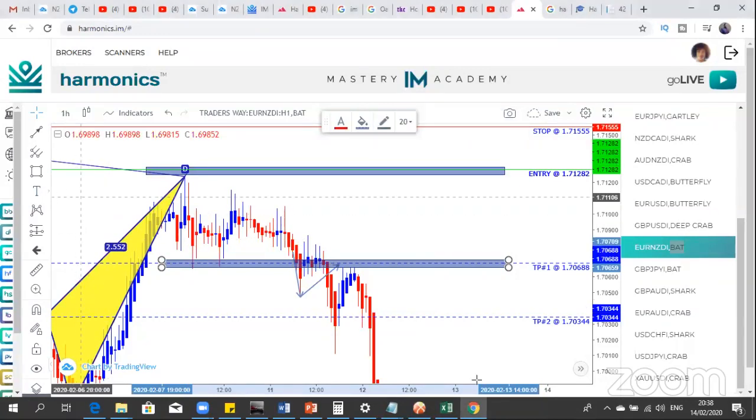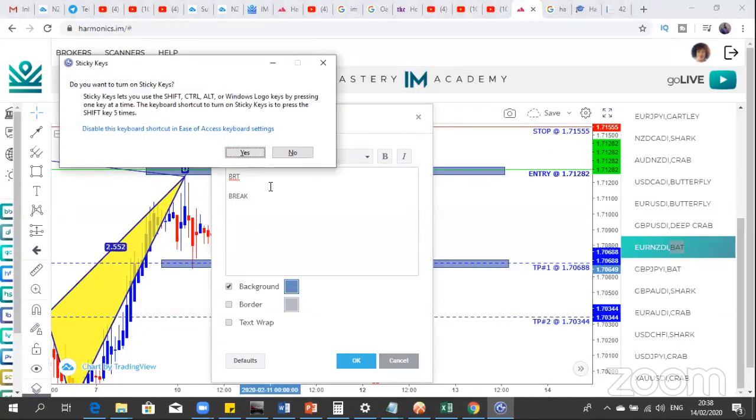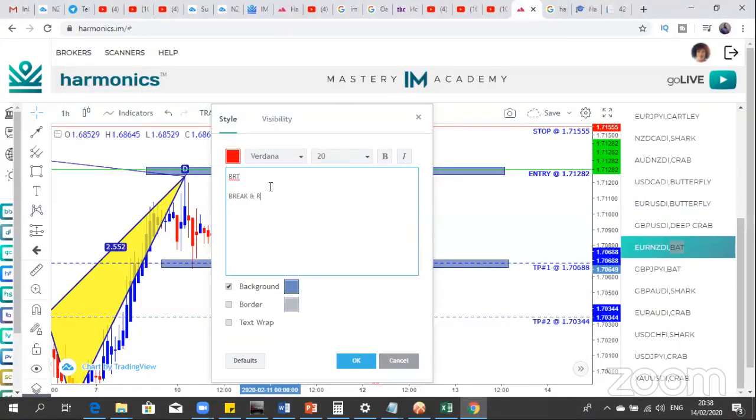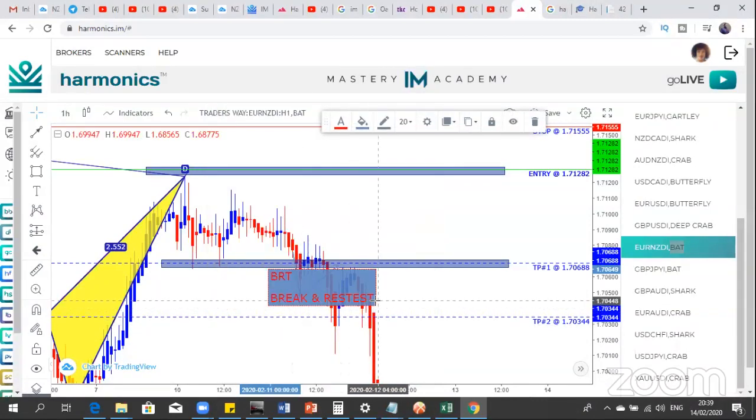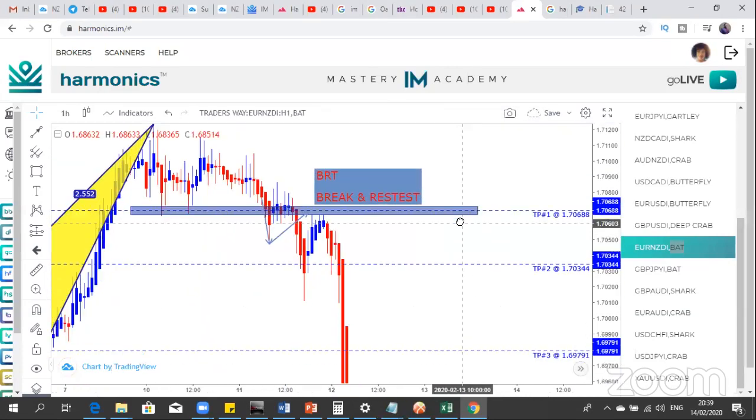Good. So this place is called BRT, which is break and retest. Okay? Break and retest. So as it broke it, you wait for a retest.